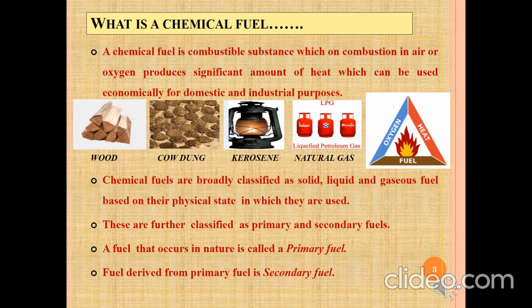So here we will see what is a chemical fuel. A chemical fuel is a combustible substance which on combustion in air or oxygen produces a significant amount of heat which can be used economically for domestic and industrial purposes. Fuels are generally made up of hydrocarbons, which contain carbon and hydrogen as the main components.